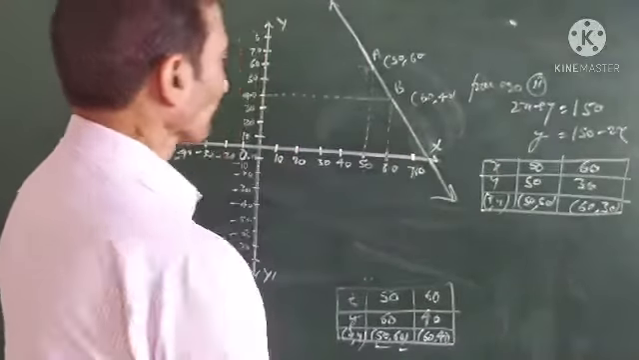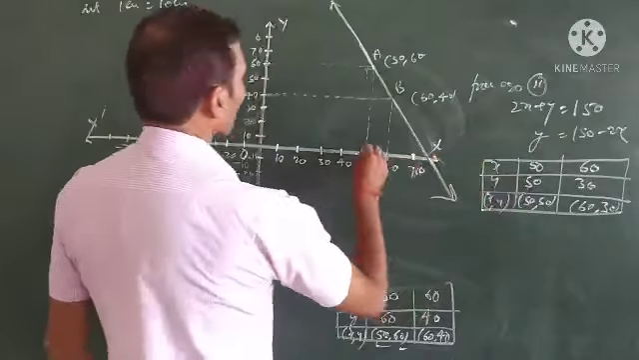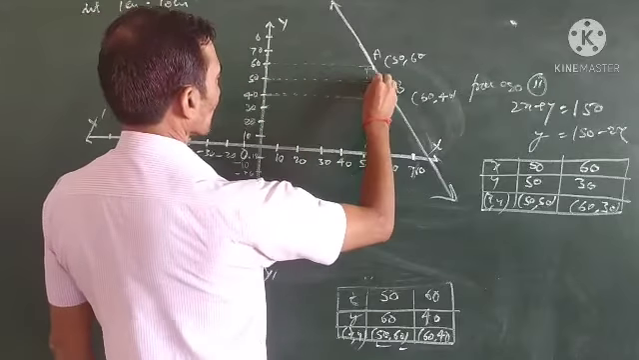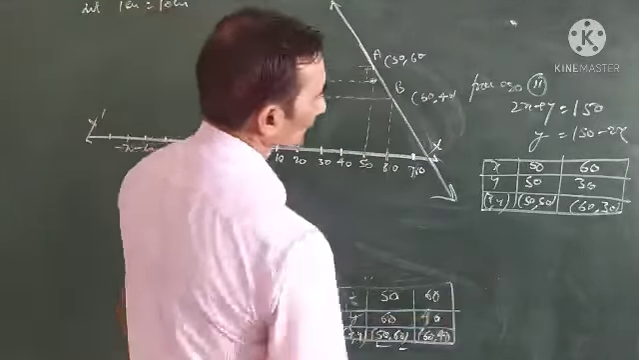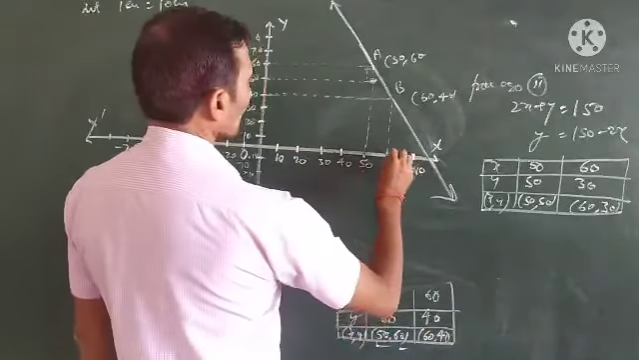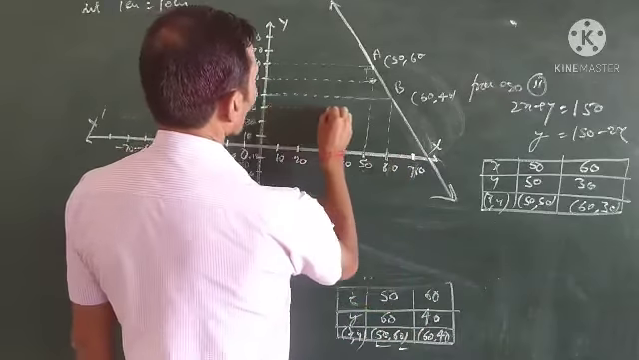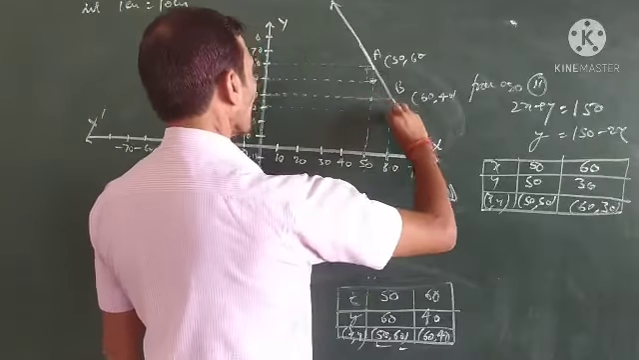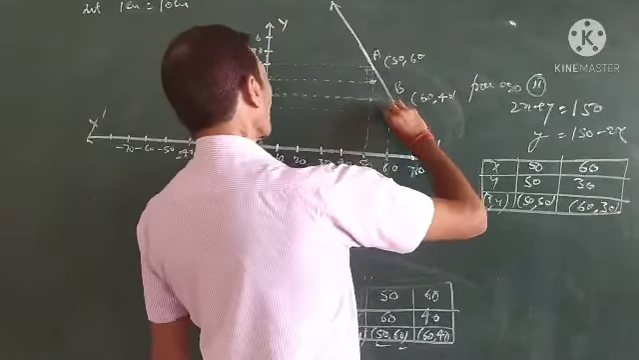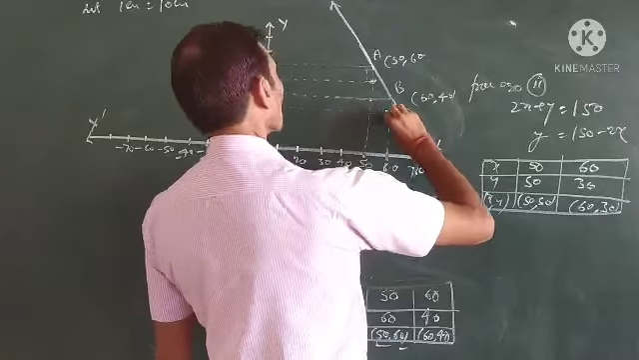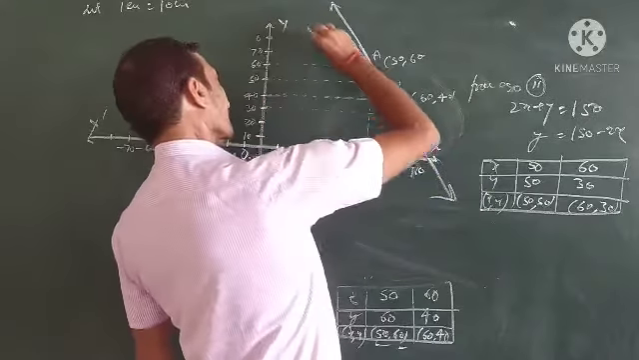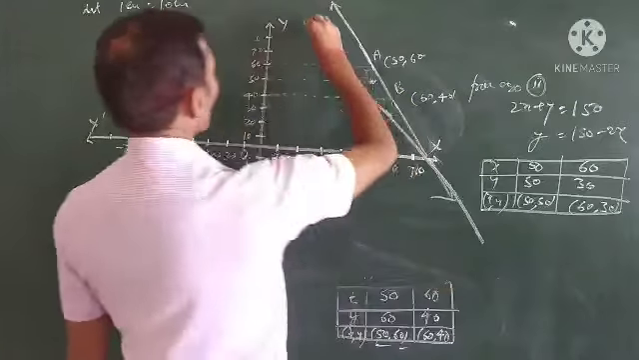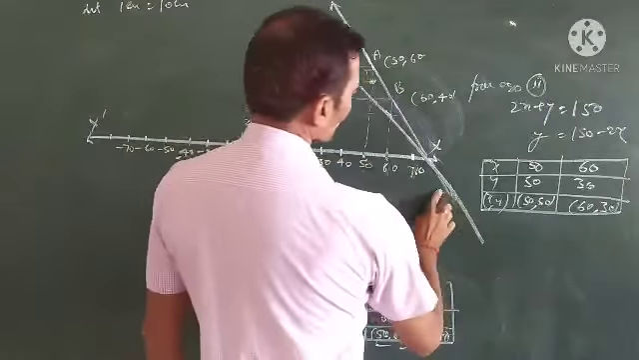Now from the second, 50, 50. Suppose that this, and 60, 30. Suppose that this and this, join this, and this is the second line.